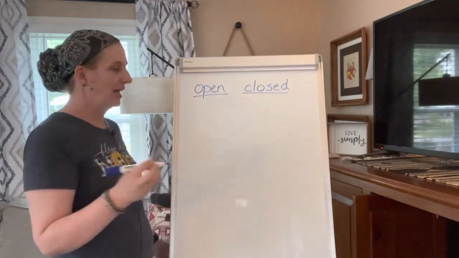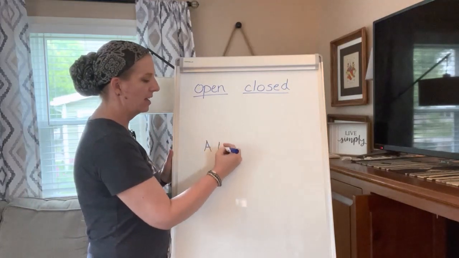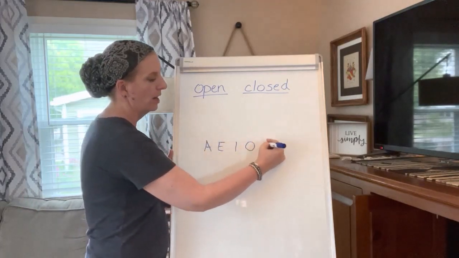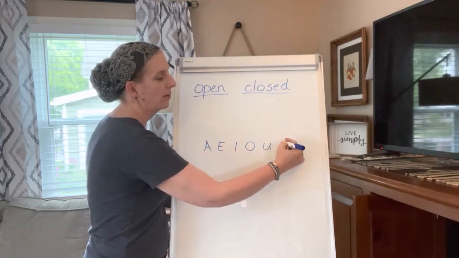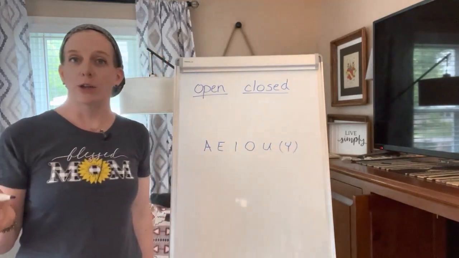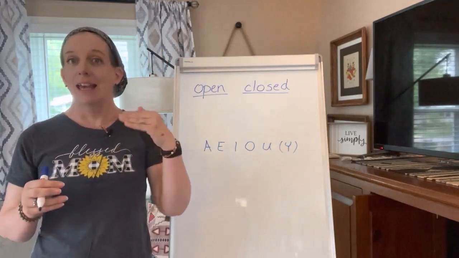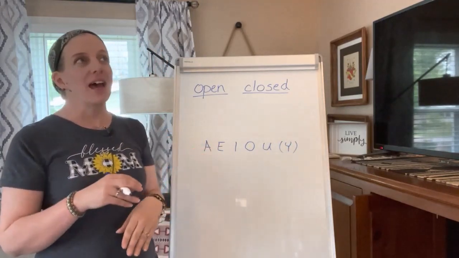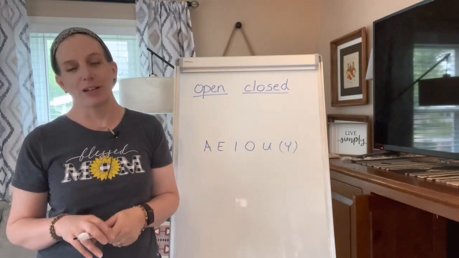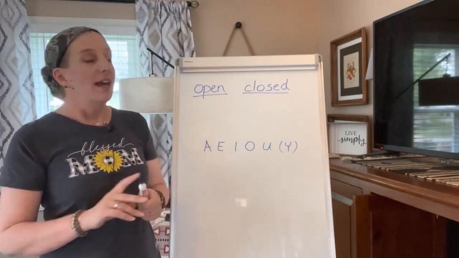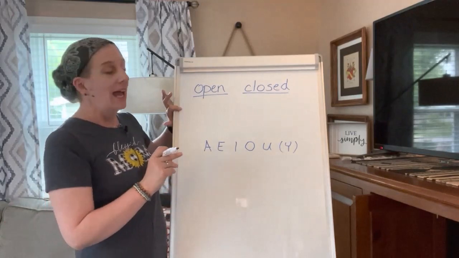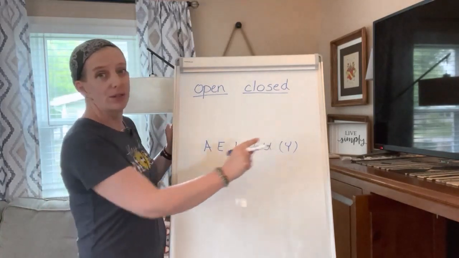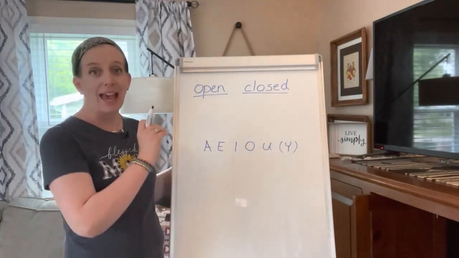Now your vowels in English are A, E, I, O, and U, and sometimes Y, okay? A, E, I, O, and U make some sounds like A, E, I, O, U. Now they can make other sounds as well. We won't go into that because we're not learning English today. But an open syllable has one of these vowels or the vowel sound at the end of the syllable.